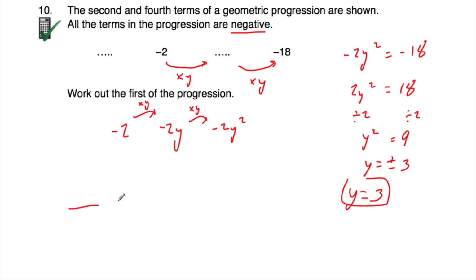So we've got our first term, we've got negative 2, we've then got our next term, and then we've got negative 18. So if we multiply by 3, negative 2 times 3 would be negative 6, and then times by 3 again would be negative 18. So that's great, that works.